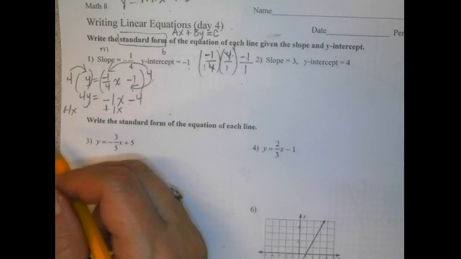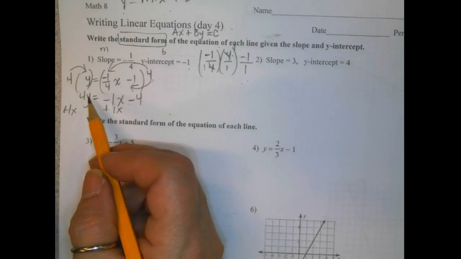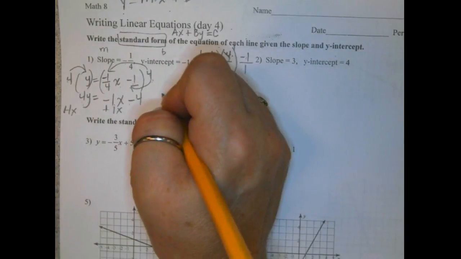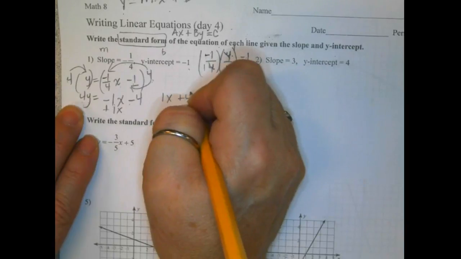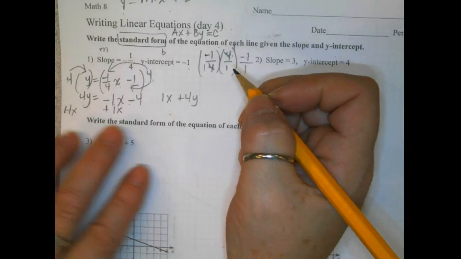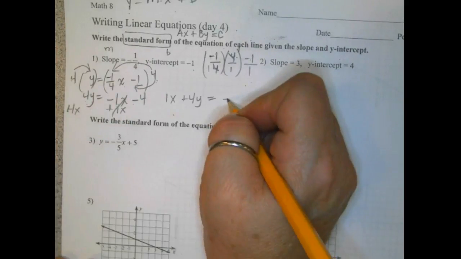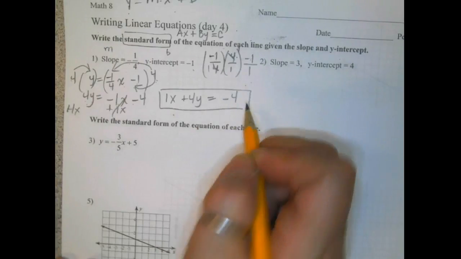I cannot add them. This is a mistake that I see you guys make all the time, and then you decide that it's 5y. It's not. This becomes 1x plus 4y. I ran out of room. And it's going to be equal to, what am I left with on this side? Negative 4. Now my answer is in standard form.